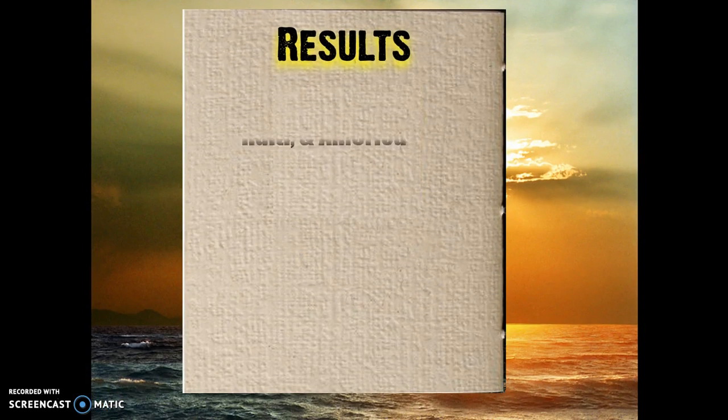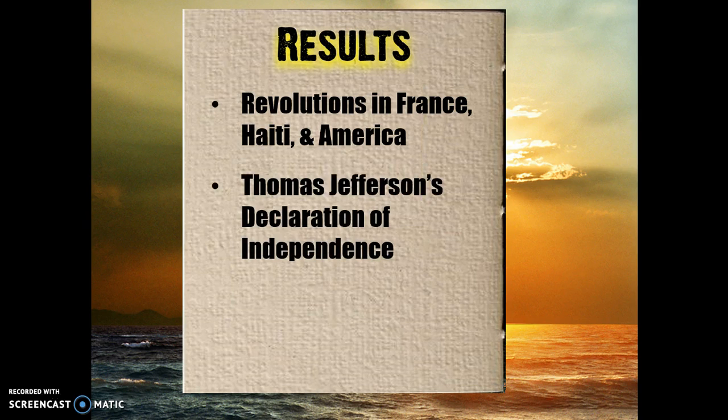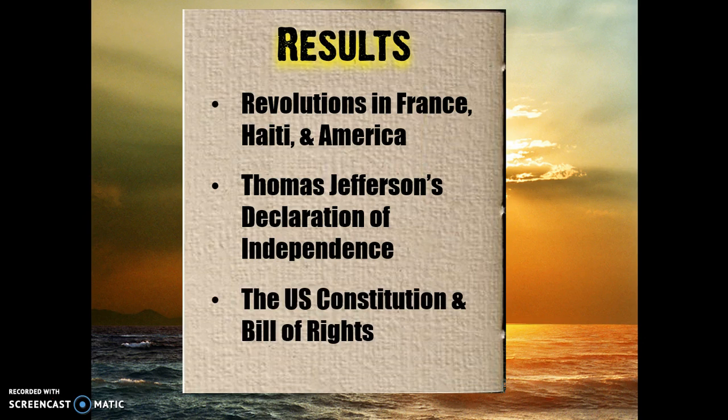So here are some of the results of the Enlightenment. We see that revolutions are going to take place. It starts in the American colonies, and then it's going to spread to France and to other parts of Europe, and eventually hit the Caribbean and Latin America as well. Thomas Jefferson is inspired by a lot of these ideas, especially those of John Locke, and you can see those embedded in the Declaration of Independence. And also the U.S. Constitution and the Bill of Rights were modeled after a lot of these ideas from the Enlightenment. In our class activity, we're going to analyze some of these documents, and you will be able to see where these ideas come from.